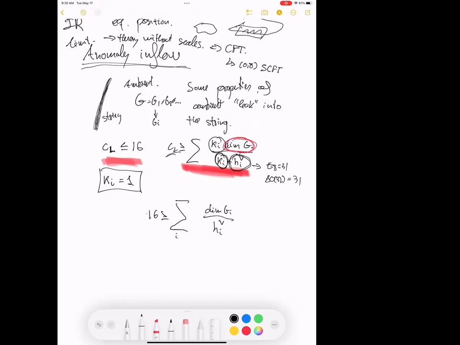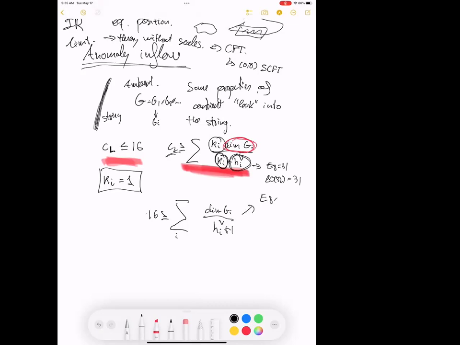From anomaly inflow and the existence of this string, which I infer from the completeness principle, I get an upper bound involving the dimensions of the gauge group and their Coxeter number. Sorry, these levels are 1, so I should have H_I plus 1. Okay, so let's see if this bound is satisfied.